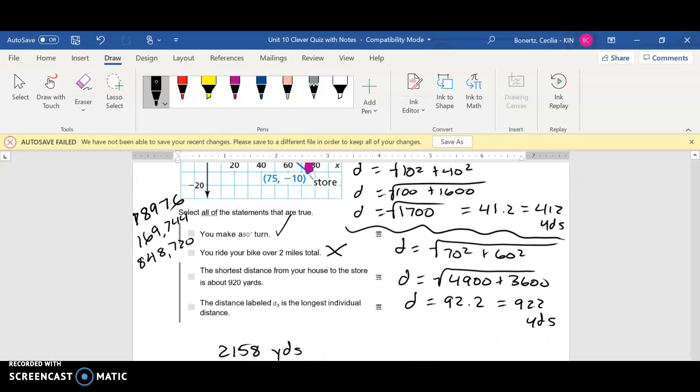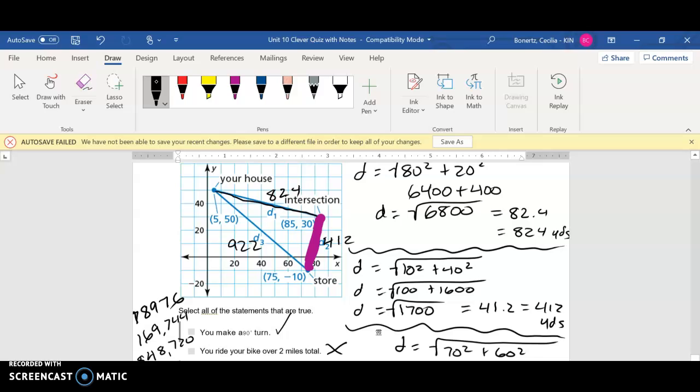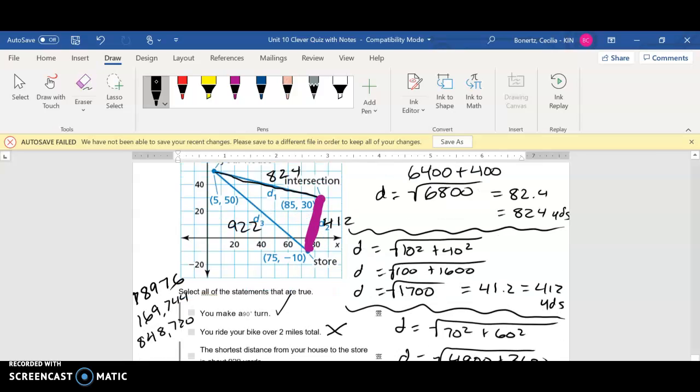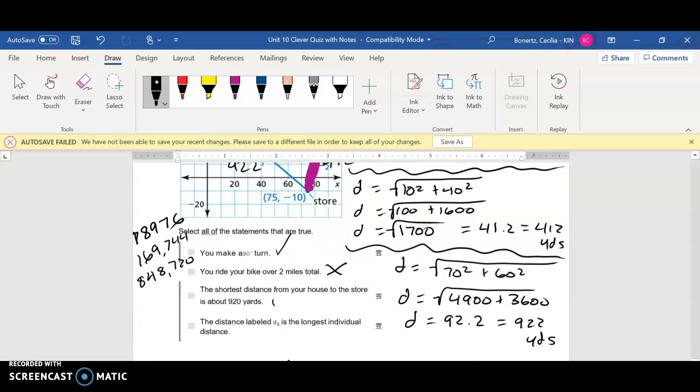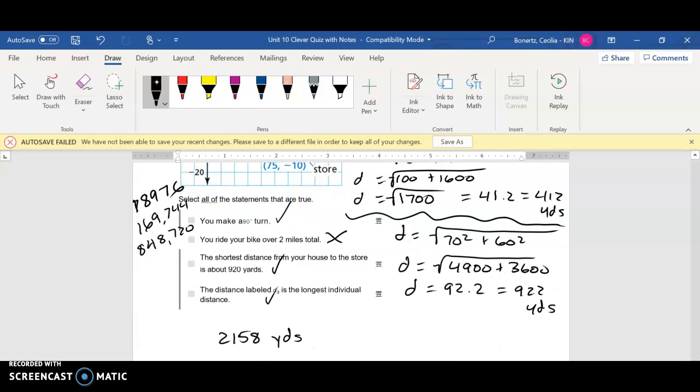The shortest distance from your house to the store, so my house to the store would be 922. The other direction would be 824 plus 412, which would be 1,200 something, so this is true. And the distance labeled D3 is the longest individual distance. That's this one, and so that's also true. So 3 of those statements are true, and 1 of them is false.